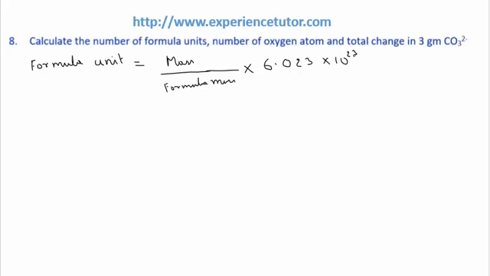Therefore, on putting the values, we can get it as 3 upon formula mass is 60, into 6.023 into 10 to the power 23. Upon solving, we can get 3.0 into 10 to the power 22 approximately.